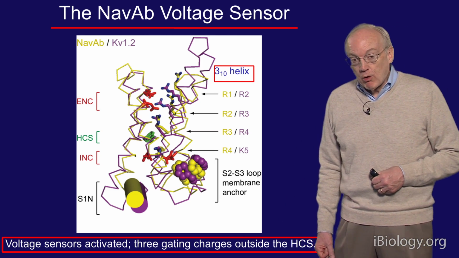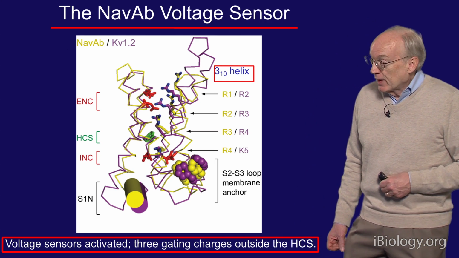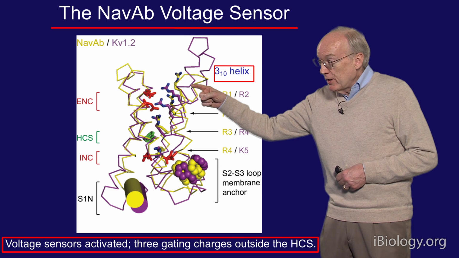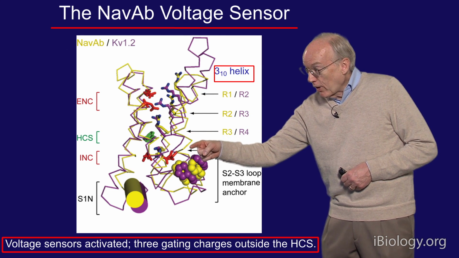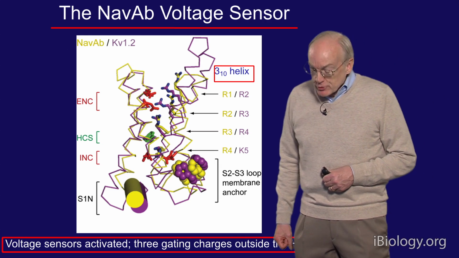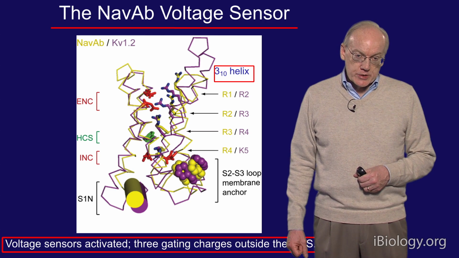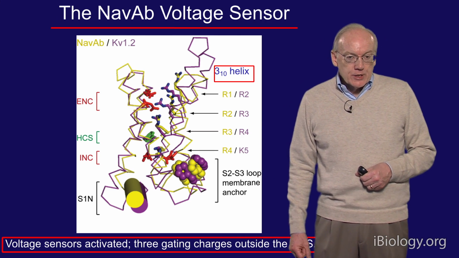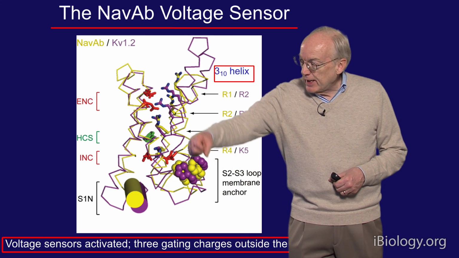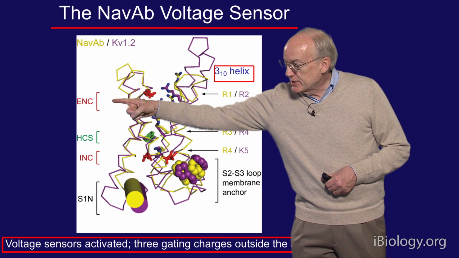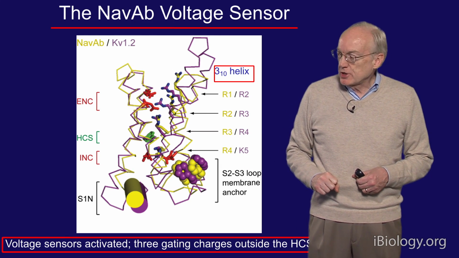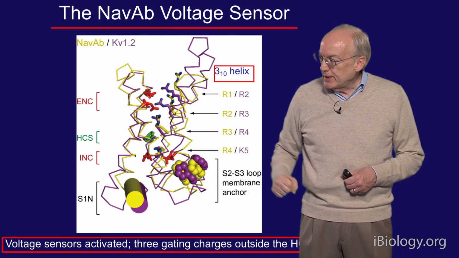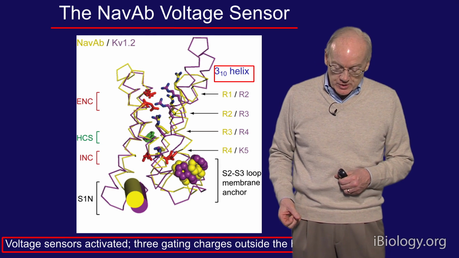So the 4 gating charges are all arginine residues, or R, in NavAb, and they're illustrated in yellow writing here, and you can see the side chains of R1, R2, R3, and R4 illustrated in the drawing. Now this drawing also has 3 key landmarks in the voltage sensor that are necessary to understand how it works. Here on the outer or extracellular side of the voltage sensor is the extracellular negative cluster, or ENC. It's illustrated by 2 red side chains of negatively charged amino acids right here, and they're interacting closely with the gating charges in the S4 segment and neutralizing those positive charges by interaction with the negative charges.